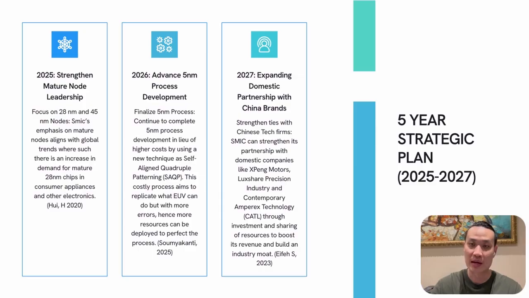By 2027, SMIC plans to deepen collaboration with domestic tech leaders such as Huawei, Xpeng Motors, Luxshare Precision, and CATL. Their joint work on chips such as the Mate 60 Pro already shows what is possible. At the same time, SMIC wants to boost its R&D spending to improve yield and reduce costs over the long term.